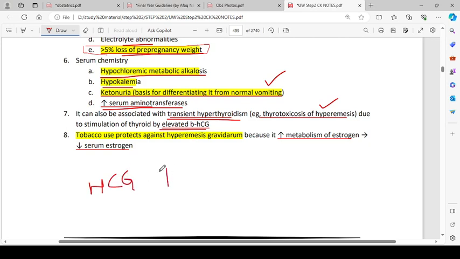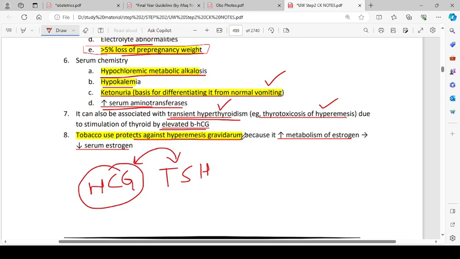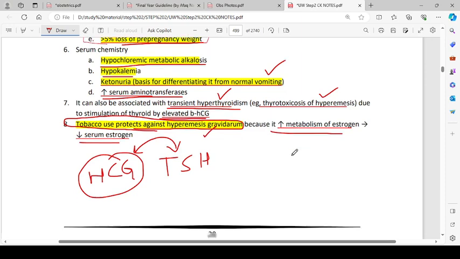HCG and TSH have a similar alpha chain, so either of them can stimulate the receptors of the other. So if we have increased HCG, it can cause hyperthyroidism, transient. Tobacco use protects against hyperemesis gravidarum. You must remember that tobacco use, although is a teratogenic and has a lot of bad things, but smoking has a protective effect against hyperemesis gravidarum and also preeclampsia because it increases the metabolism of estrogen and decreases serum estrogen.